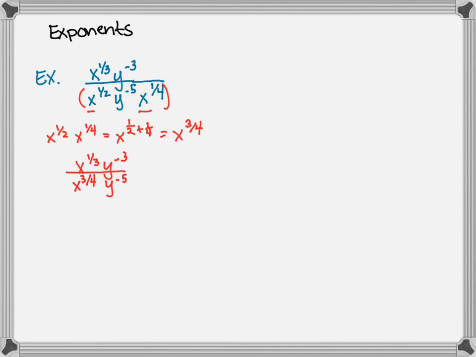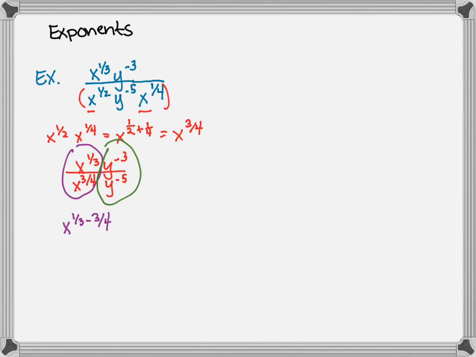So now I end up with x to the 1/3 times y to the negative third power over x to the 3/4 power times y to the negative fifth power. And I'm going to use another law of exponents where I'm looking at dividing expressions with the same base. Here I have x to the 1/3 divided by x to the 3/4, and I'm going to subtract my exponents. So I will end up with x to the 1/3 minus 3/4.